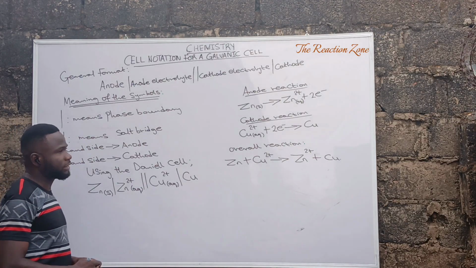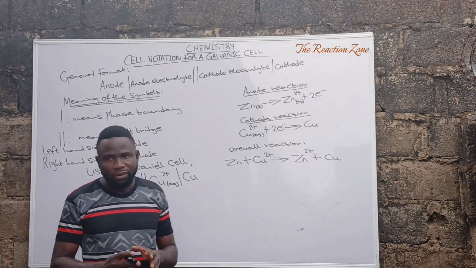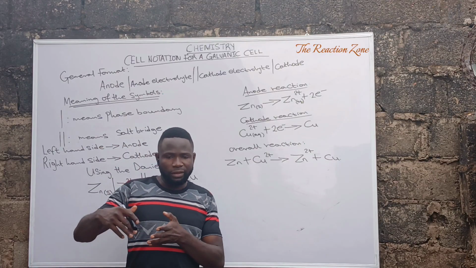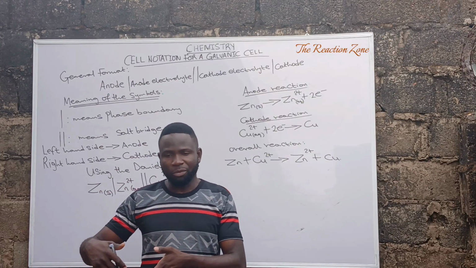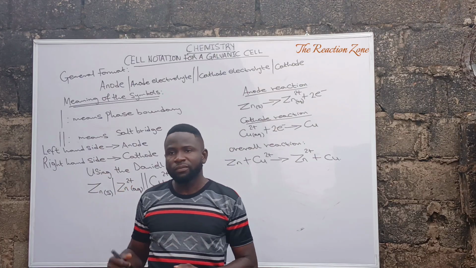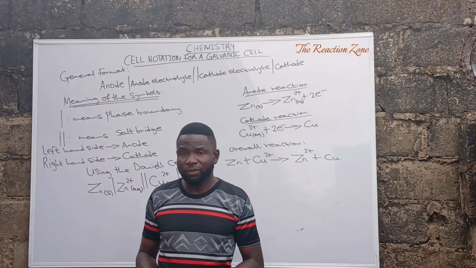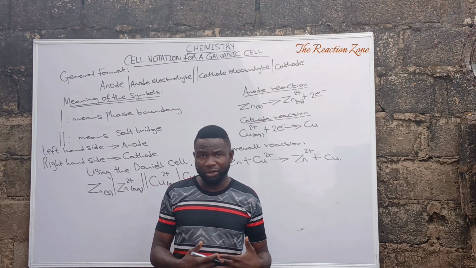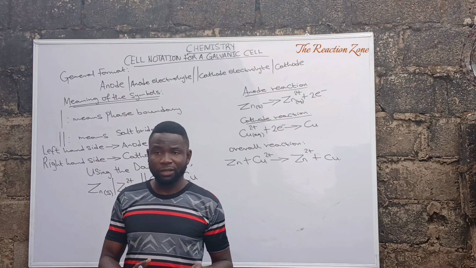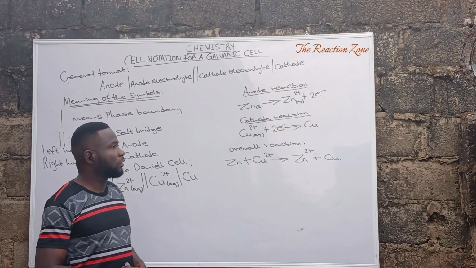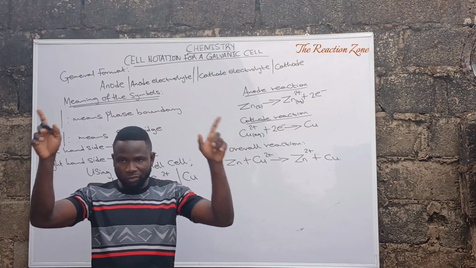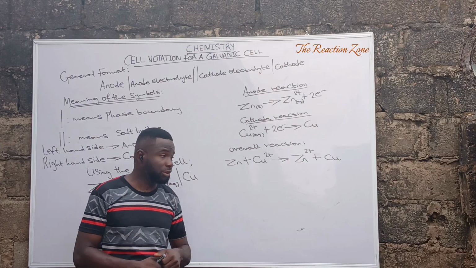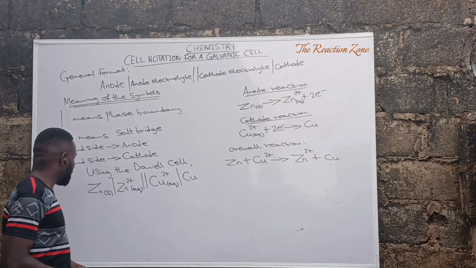Now, we know that this Daniell cell is made up of two half cells. The anode half cell is made up of zinc in a solution of ZnSO4, and the cathode half cell is made up of copper in a solution of copper sulfate, that is CuSO4. Now, instead of drawing the full cell, we can represent the Daniell cell using cell notation.